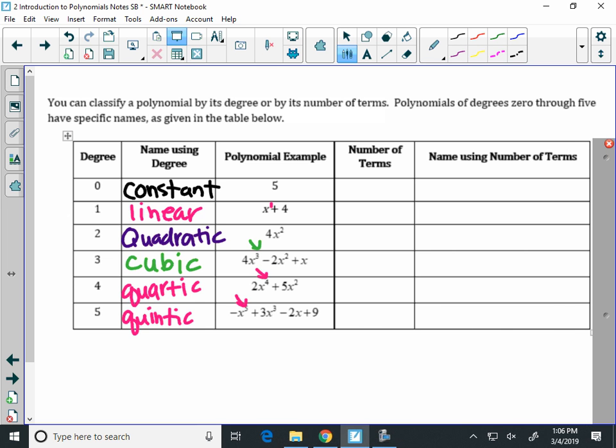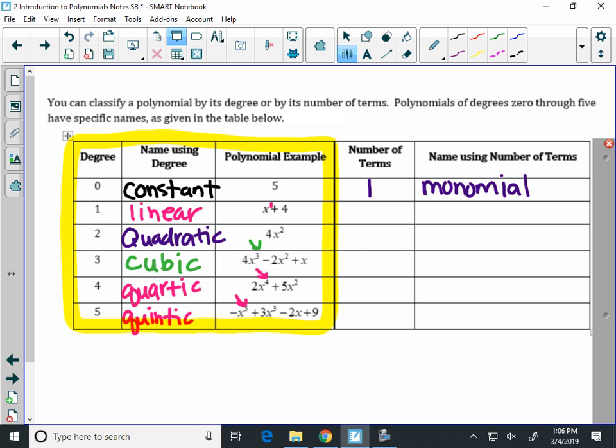Now, we're going to focus mostly on that column, the left hand side. These are the ones that are important to us. The right-hand side, we kind of already know, but these are names based on how many terms you have. So, for example, if you have 5 as a constant, there's only one term here, and we learned up above a one-term expression is called a monomial.